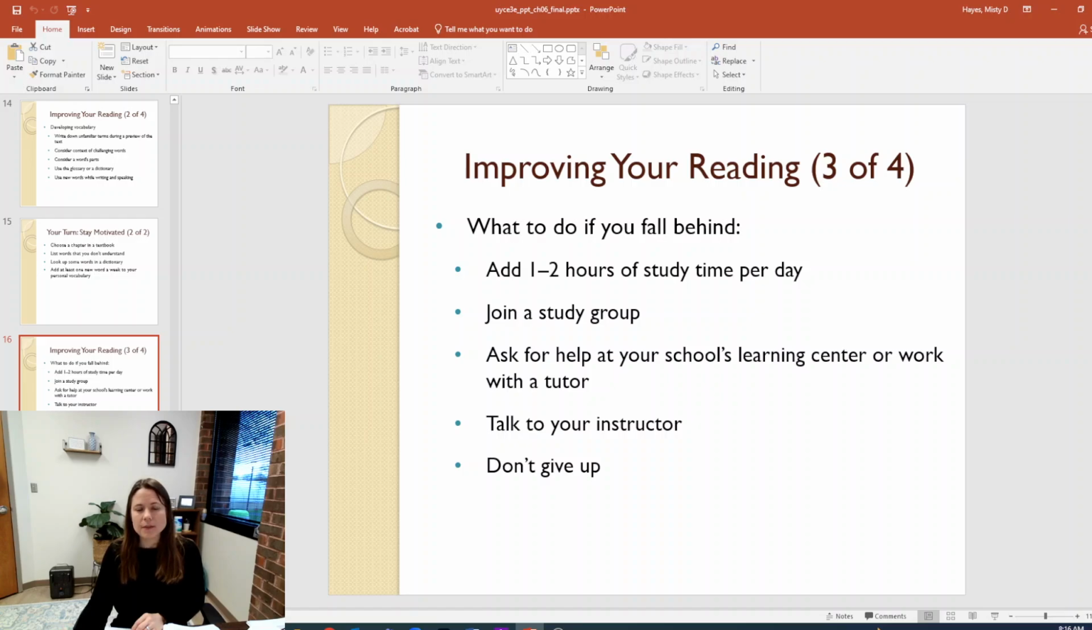Make sure that you're keeping up with your reading. You're reading the assigned material before class. Make sure that you're studying. So if you have assigned problems or assigned reading, you need to be doing that. If you have assigned discussion boards, do that. So just make sure that you are doing what you can to make sure that you understand what you're reading and you understand the content.